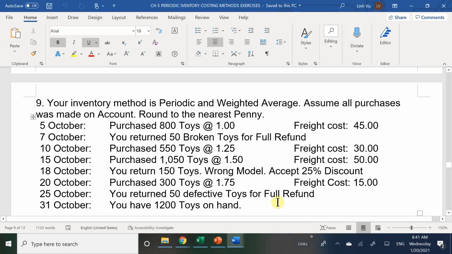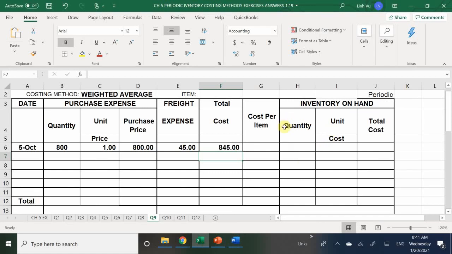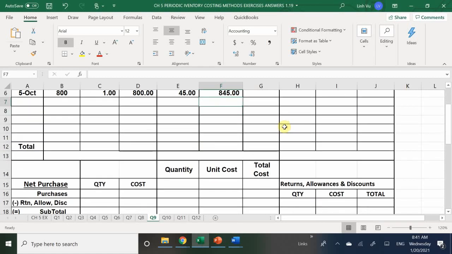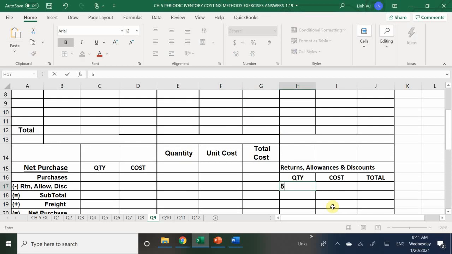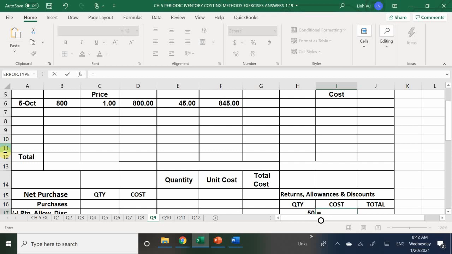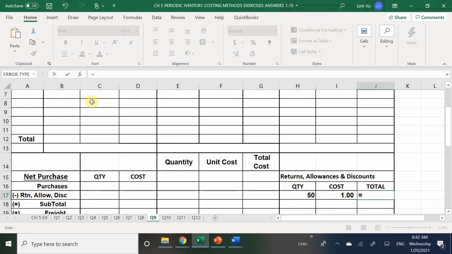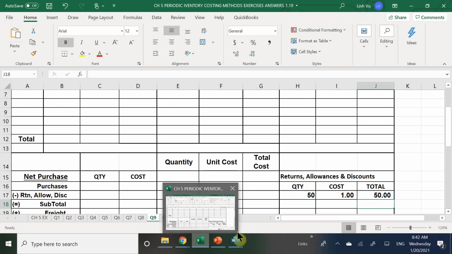Okay. Then on October 7, you returned 50 broken toys for a full refund. So what do I have to do here? Quantity 50. How much did it cost me? $1. So if I'm getting a full refund, how much am I actually getting back? $50. There you go. And then let's see what else we have here.